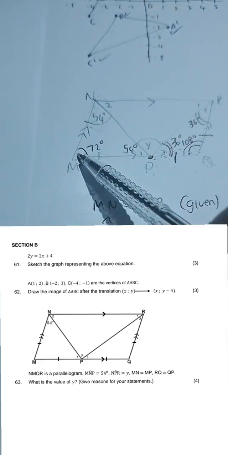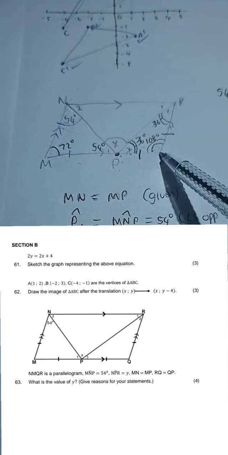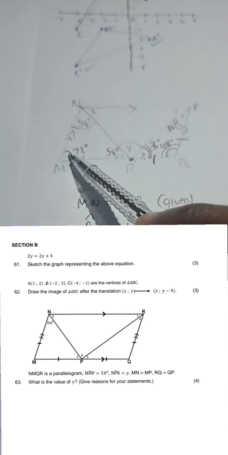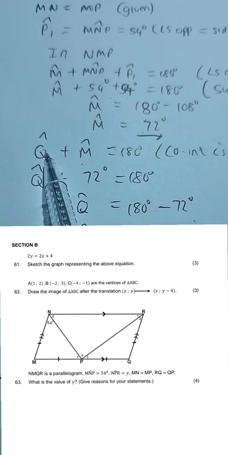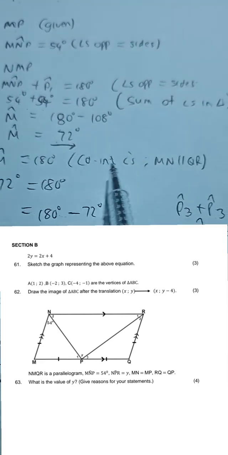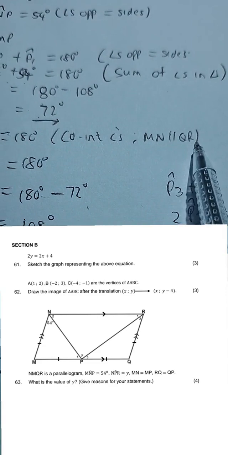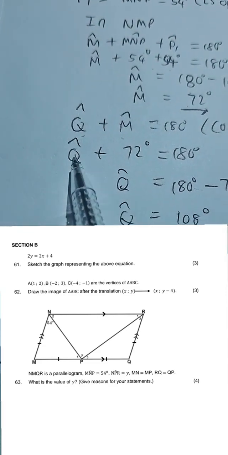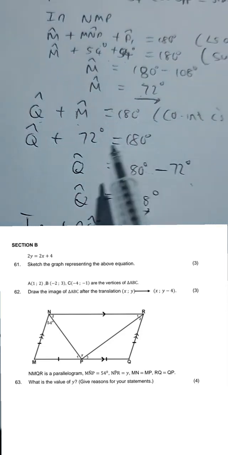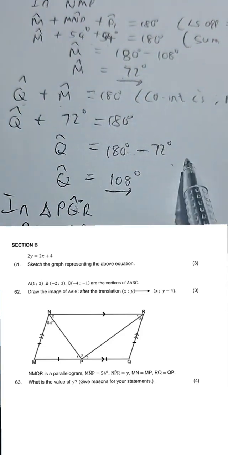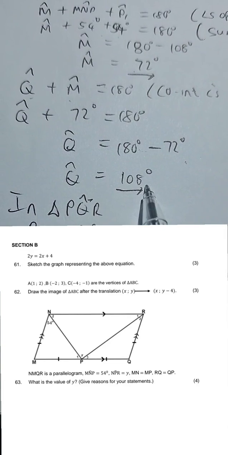Then I saw there's a relationship between M and Q. Between these parallel lines, these are co-interior angles, and co-interior angles add up to 180. So I added Q plus M, which is 180 degrees, co-interior angles. I stated my parallel lines. Then angle Q plus 72 is 180. Transpose the 72, got 180 minus 72, which is 108.